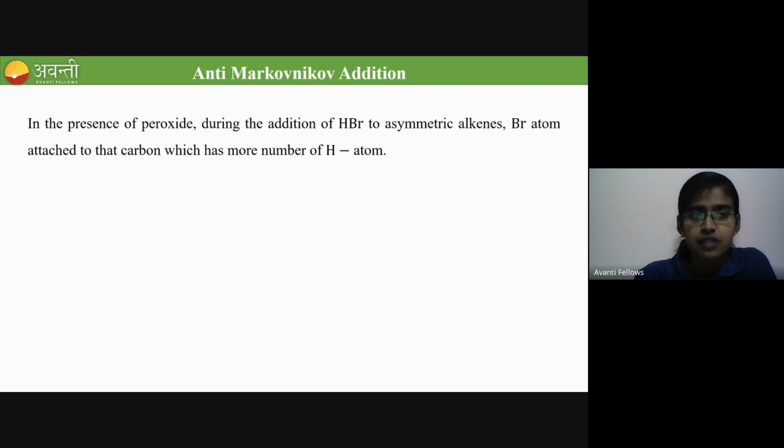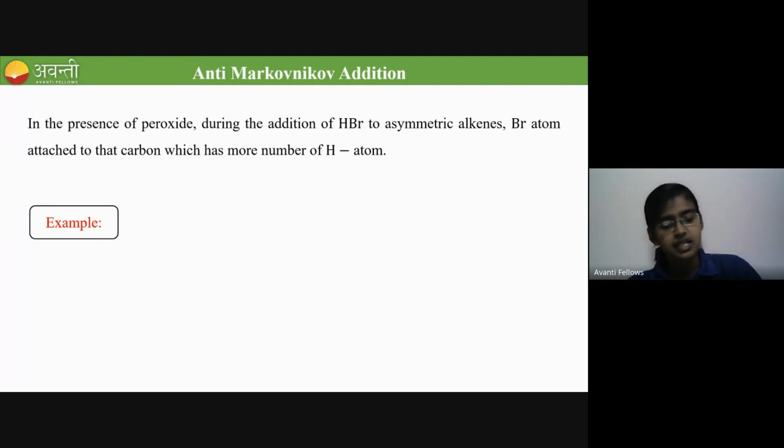I'll give you the definition also. In the presence of peroxide, during the addition of HBr to an asymmetric alkene, the bromine atom attaches to the carbon which has more number of hydrogen atoms. Let us understand this with one more example.